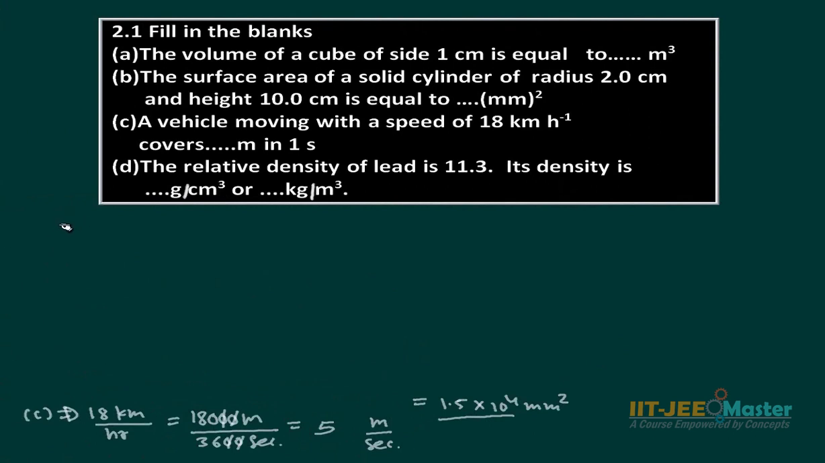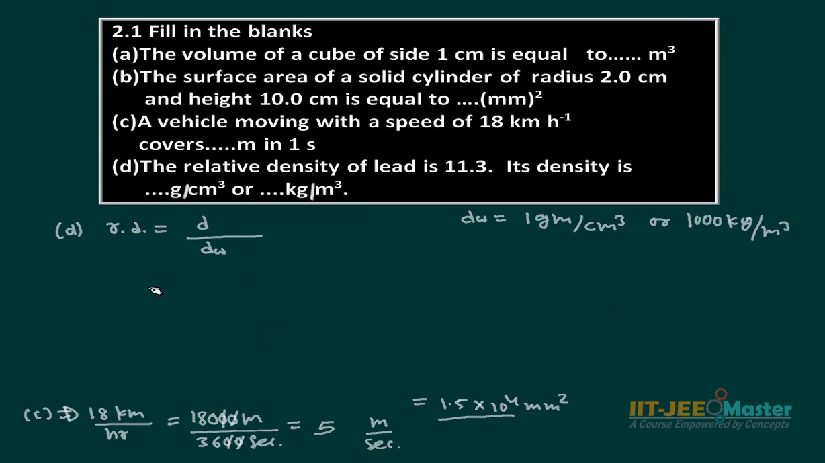The last part of the problem is D. The relative density of lead is 11.3. Its density is to be given in gram per centimeter cube or kilogram per meter cube. Let us know about relative density. Relative density is the density of the material divided by the density of water, where the density of water is given as 1 gram per centimeter cube or 1000 kilogram per meter cube.